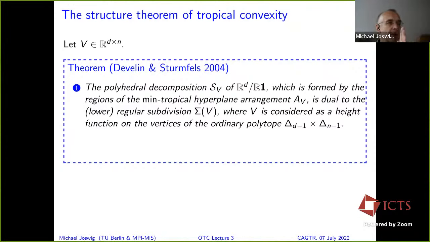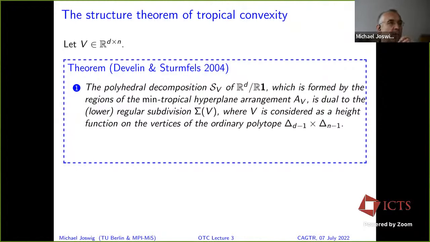So I get a min-tropical hyperplane arrangement, and that hyperplane arrangement just chops up my tropical projective torus into polyhedral pieces. And that polyhedral decomposition that I get is called SV. You'll see several pictures later. But I have the matrix V. This gives me this hyperplane arrangement AV and a polyhedral decomposition of the projective torus.